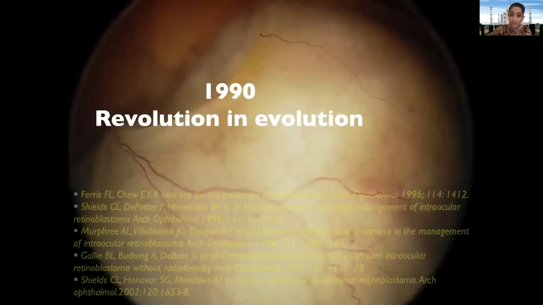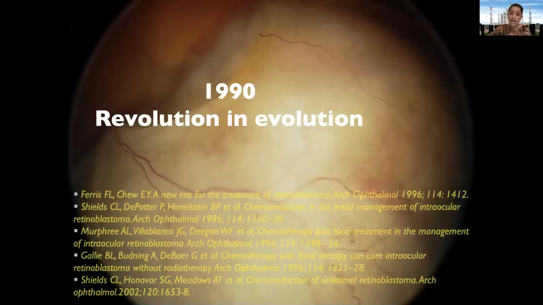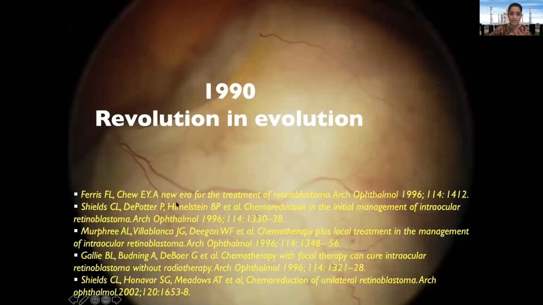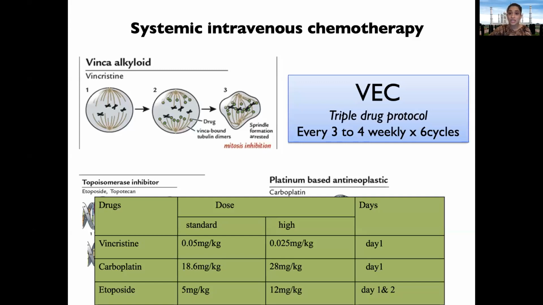So 1990 was a revolution in evolution. And why do I call it? This actually was the changing phase in the management of retinoblastoma with the introduction of systemic intravenous chemotherapy by various clinical researchers. As you can see, the list is here. Dr. Shields, Dr. Murphy, Dr. Galley, Dr. Ferris, everyone came together and introduced this systemic intravenous chemotherapy protocol of vincristine, etoposide and carboplatin as the primary management of retinoblastoma, which is in fact used as a primary management modality in most of the third world countries where financial constraints are a major issue.